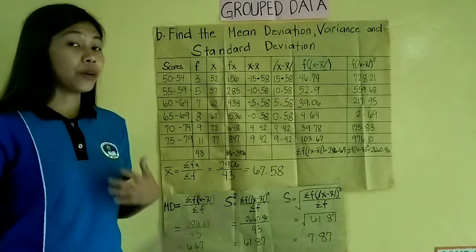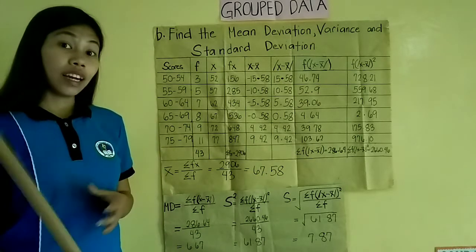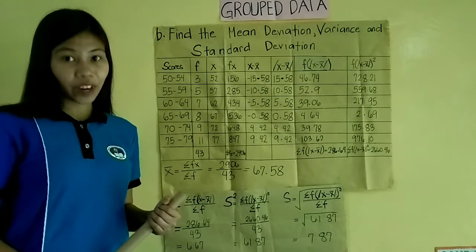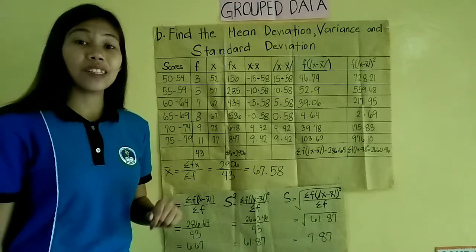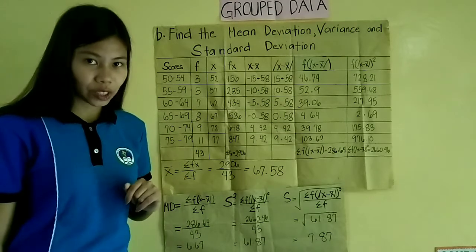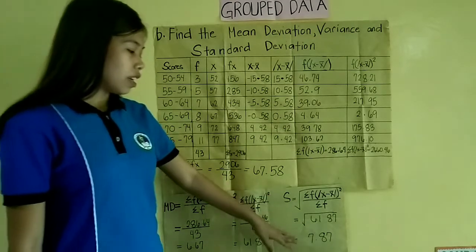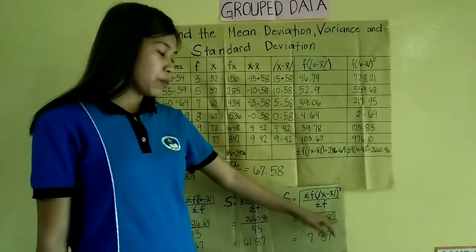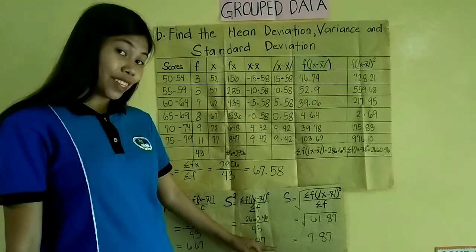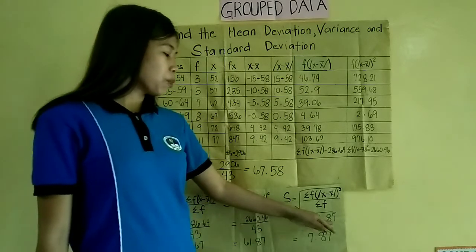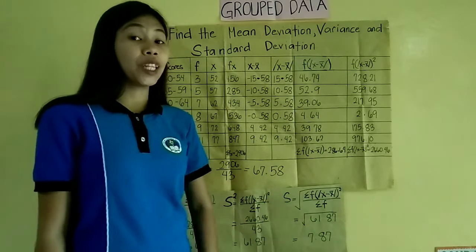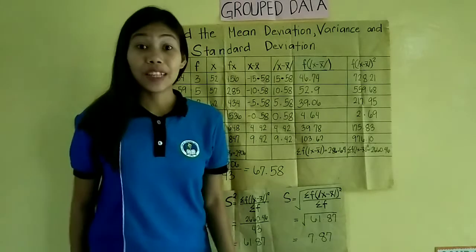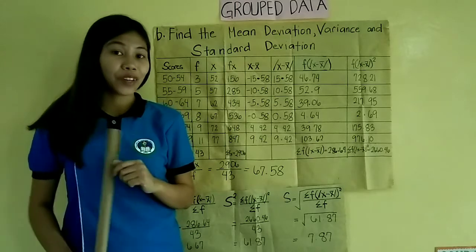Now, let's proceed to our standard deviation. Again, standard deviation is just the square root of our variance. Whatever our variance is, the standard deviation is just its square root. Okay, so S is equals square root of 61.87. You see, square root of 61.87 is equals 7.87. So that's all about measures of variability.